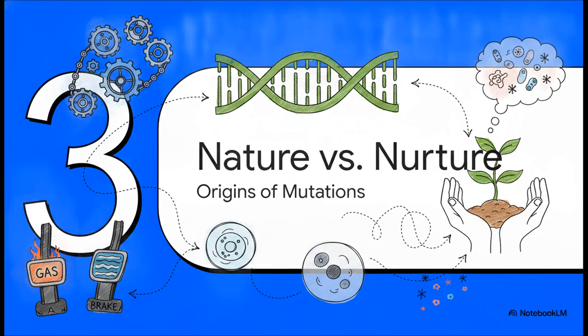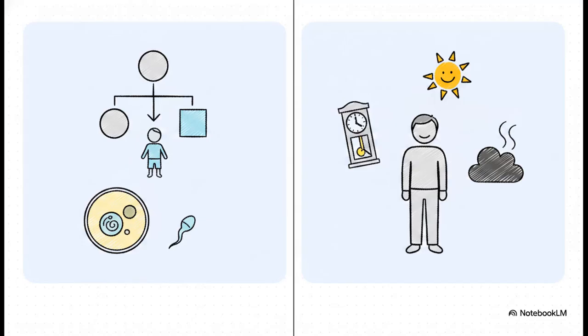Which brings us to Section 3, nature versus nurture. Now, what's really interesting here is where these typos in our biological code actually come from. There is a very clear divide between the genetic errors we're born with and the ones we pick up over a lifetime. On the one hand, we have germline mutations. These are inherited from your parents, they're present in egg or sperm cells, and they can be passed down to future generations, which increases the risk for hereditary cancers. But then, on the other hand, we have somatic mutations. These occur after you're born.